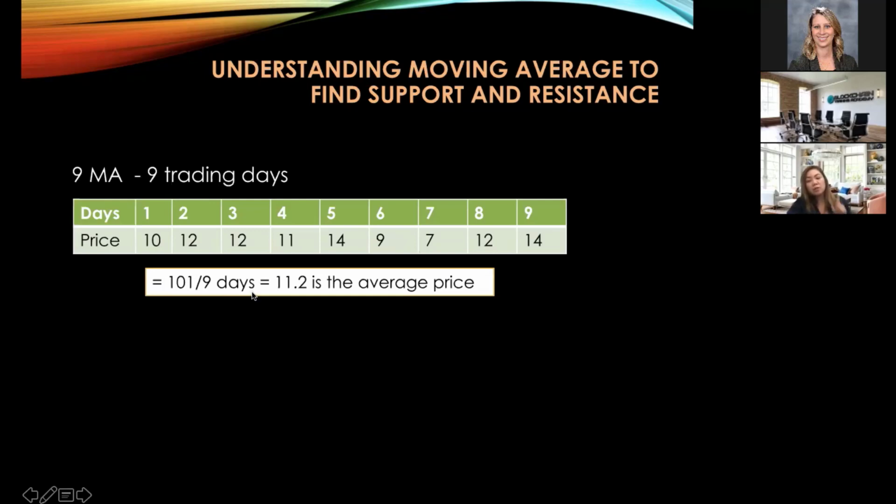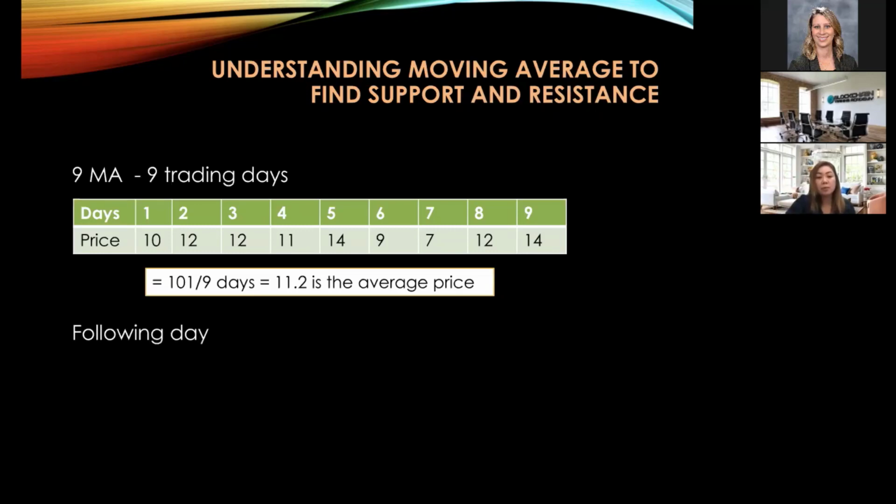So 9 days, if you think about it, is about 2 weeks, right? That's close to 2 weeks of trading days in the stock market, but for crypto, that is 9 full days, which equates to about a week and a half. So if you look, the moving average is 11.2 and today's price is 14. Today's price is higher than the moving average, so that means you're bullish, right? Because you're higher than the average price of the last 2 weeks.